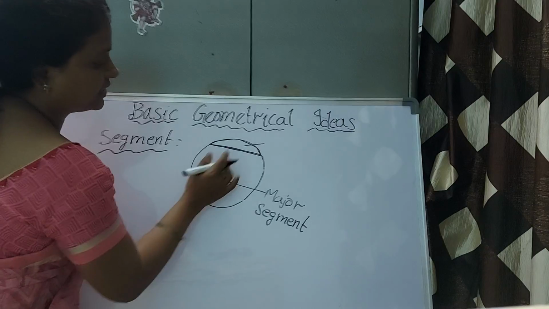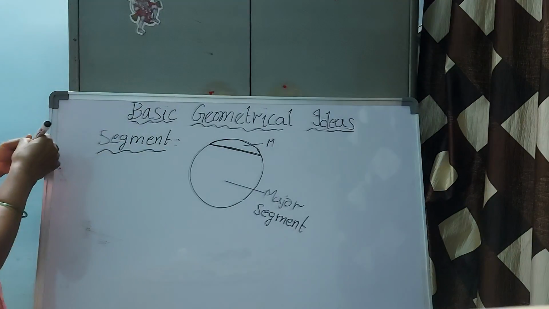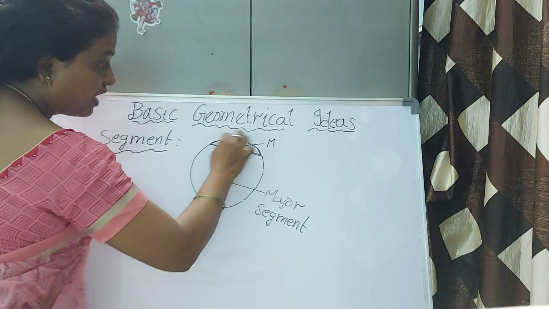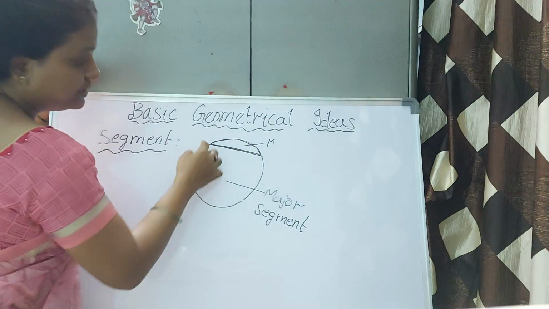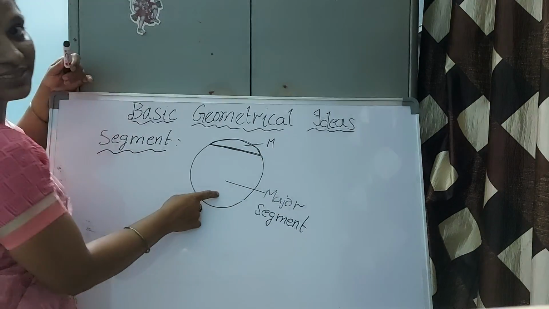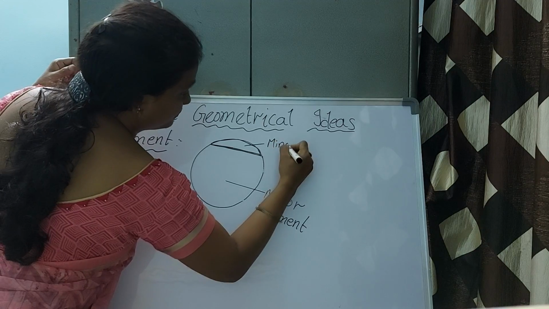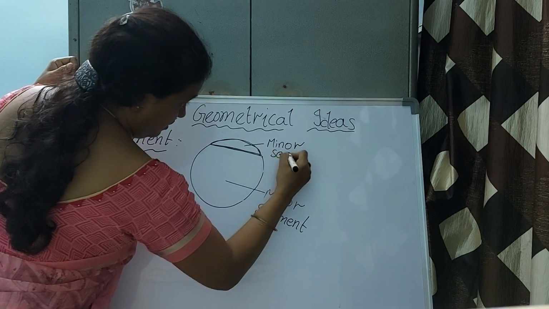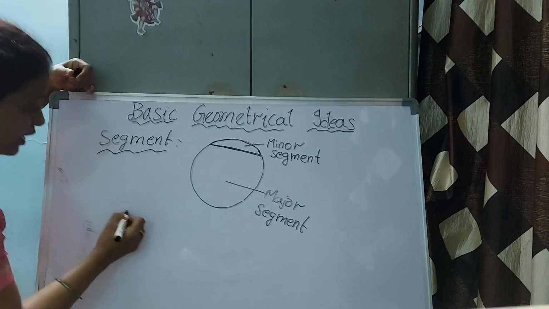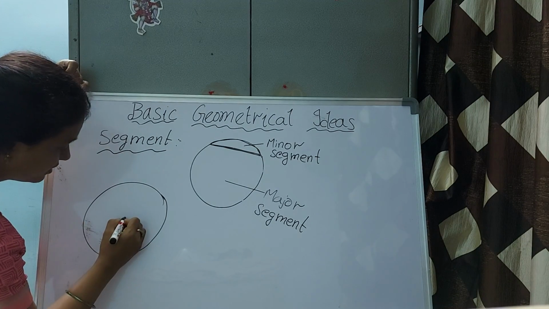Segment is nothing but a place. Here also is the minor segment. Why? Because this place is very small and it is enclosed by an arc and a chord. This is also enclosed by an arc and a chord. So, this is the major segment and this one is the minor segment.